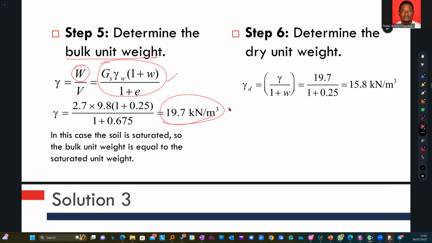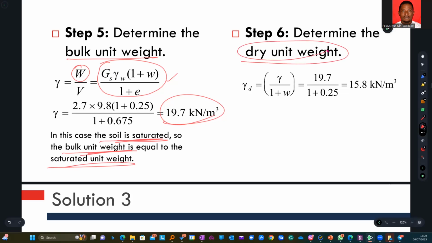So they are telling you that in the case where your soil is saturated, as in the one we are dealing with, the bulk unit weight is equal to the saturated unit weight. But where your sample is not saturated, you are not going to have them be the same. You can't say they are the same. You compute and get different values.